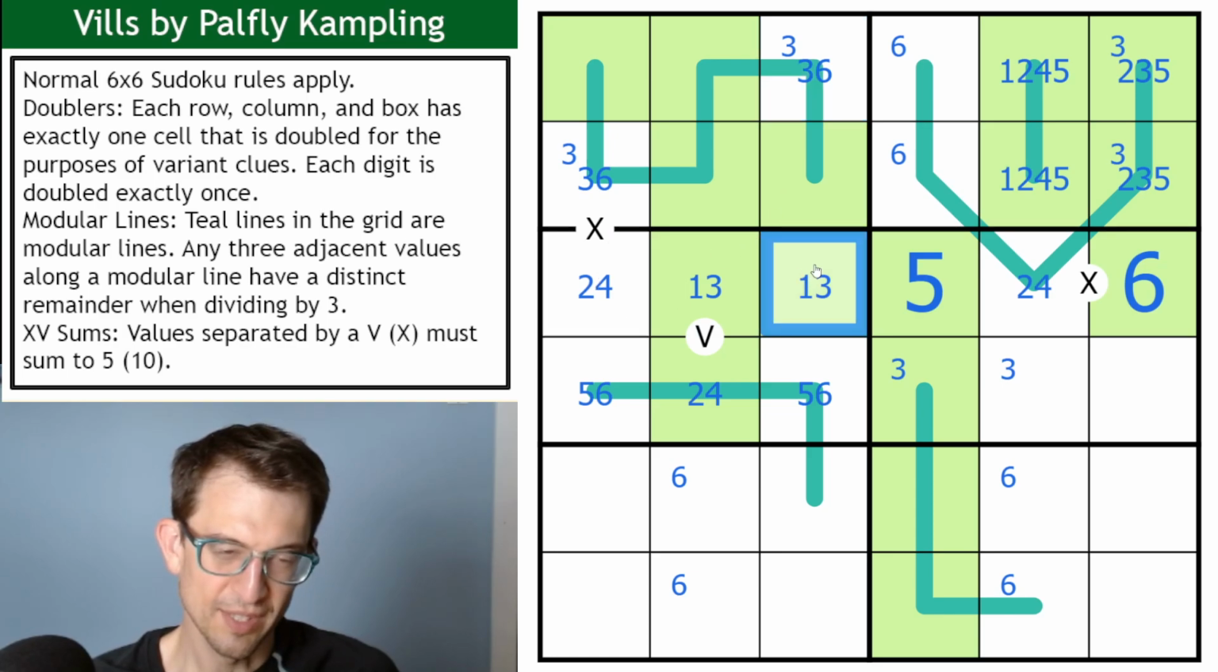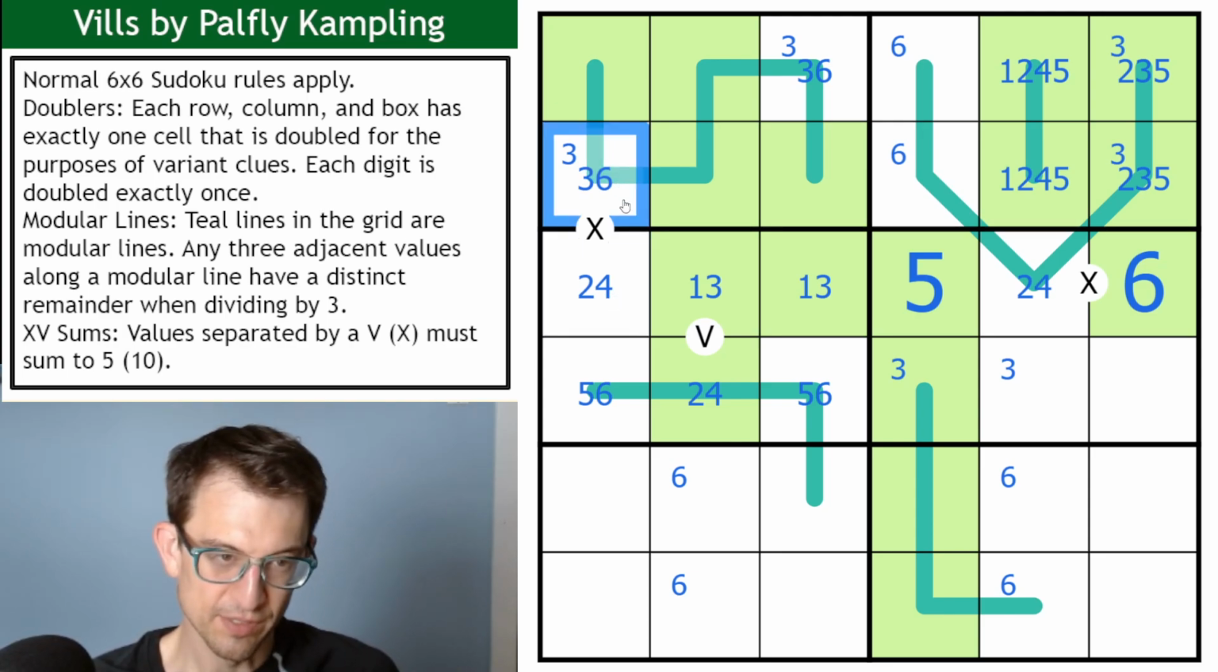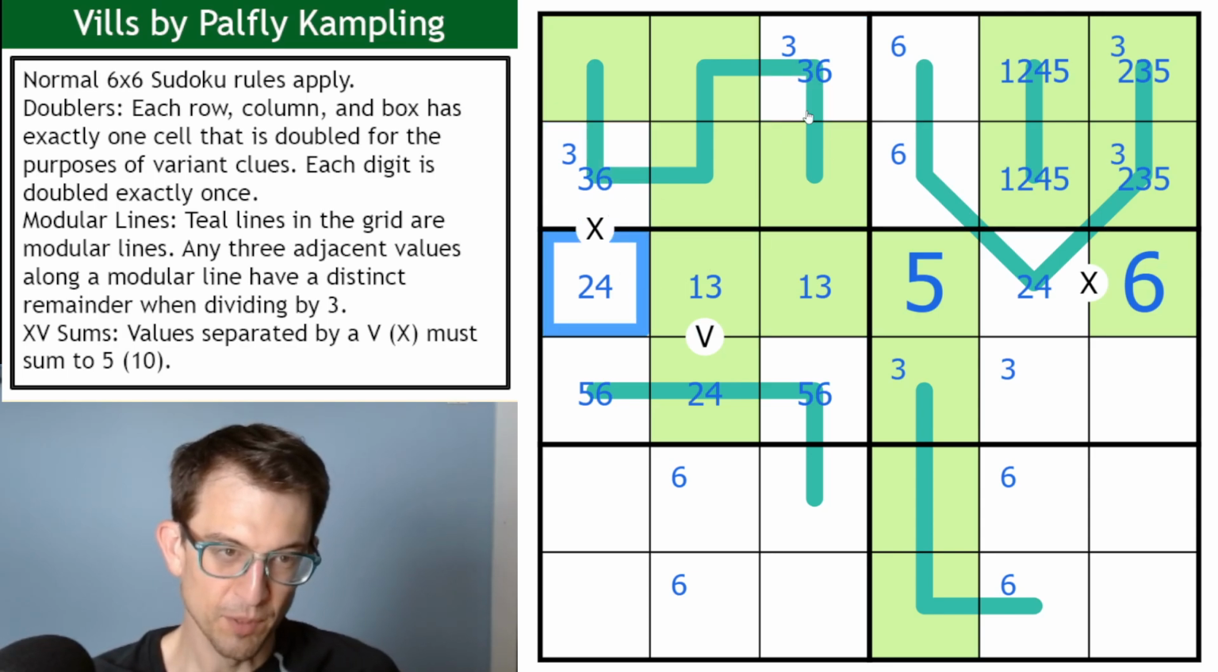Oh, I think that does break. If this is a doubler, that's not, so it's a 6. Which means that's a 3. So if this is a doubler, that's a 3. But if this is a doubler, then it's the 2, and that's the 4. This becomes a 4, 5, 6, 4, 1, 3. So if this is a doubler, these cells are both 3s, which doesn't work.